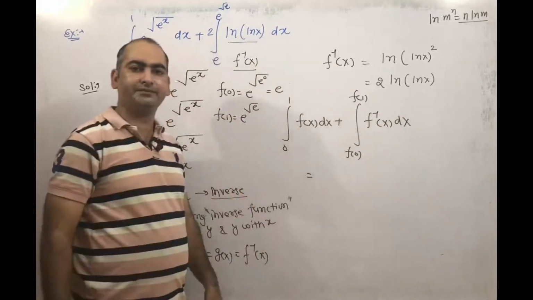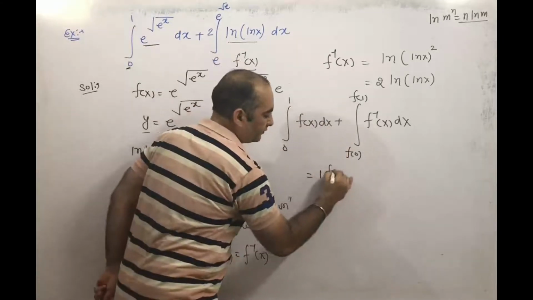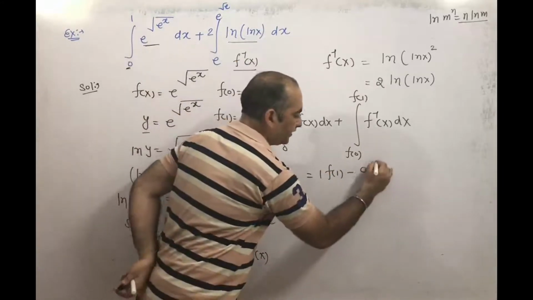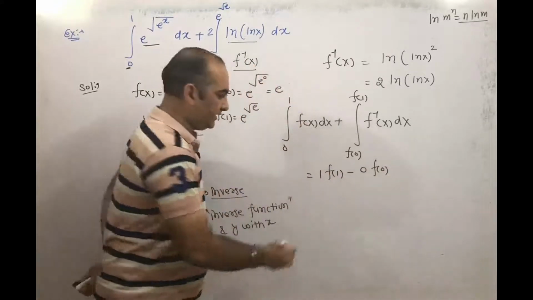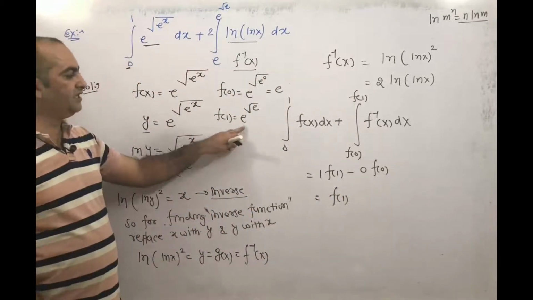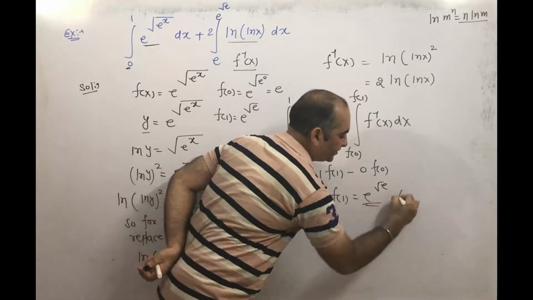Shortcut only we can use here. So this value will be 1 into f of 1 minus 0 into f of 0. 0 into f of 0 is 0. So the answer is f of 1. And what is f of 1? f of 1 is e power root e. So e power root e is your answer.